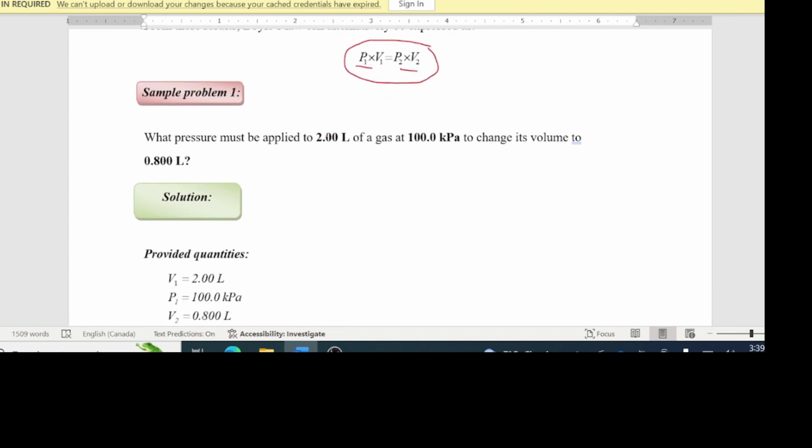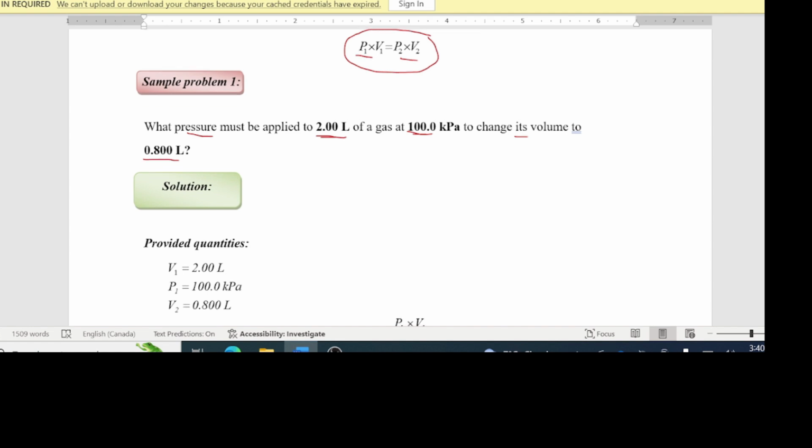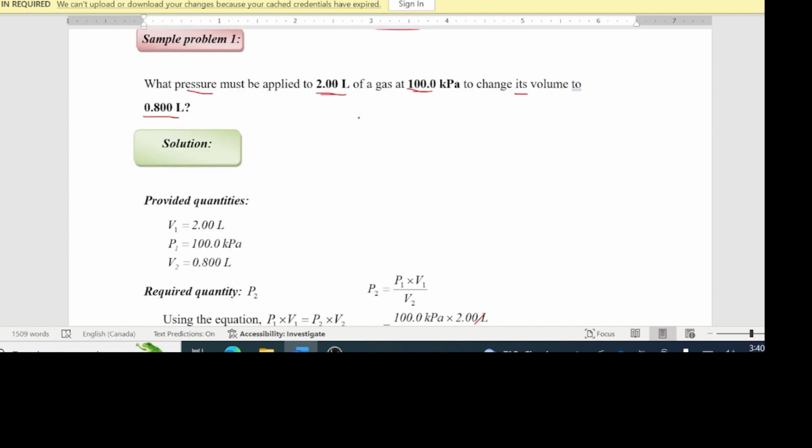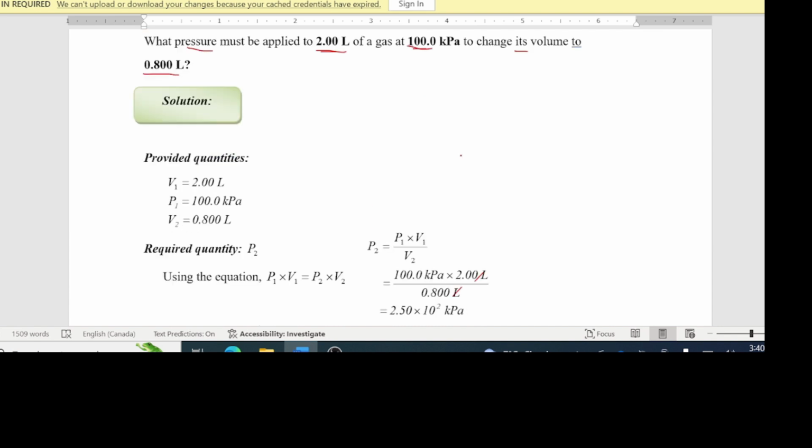For example, look at this problem here. What pressure must be applied to 2 liters of gas at 100 kilopascals to change its volume to 0.800 liter? So they're asking you about the pressure, okay? So what are given to us? You have an initial volume here, and you have an initial pressure. So you call this V1, and that is P1. Now you want to change its volume to this. So we call this V2. So what you need now is what? What pressure must be applied to it? You need P2. That's what you do.